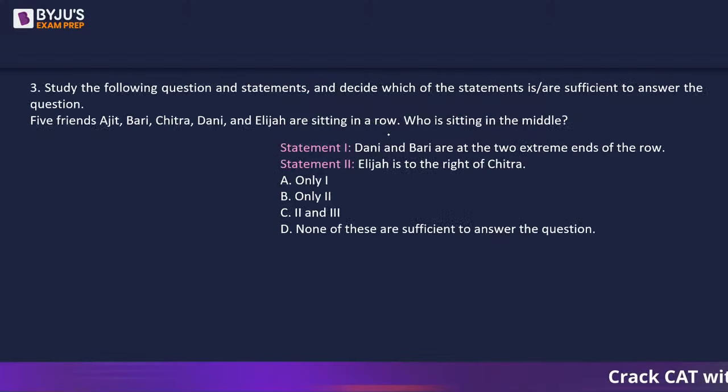Okay, next question. 5 friends A, B, C, D and E are sitting in a row. Who is sitting in the middle?